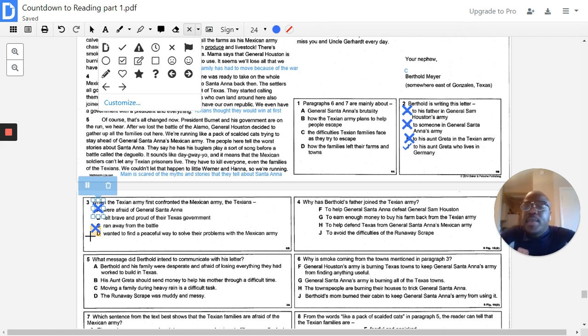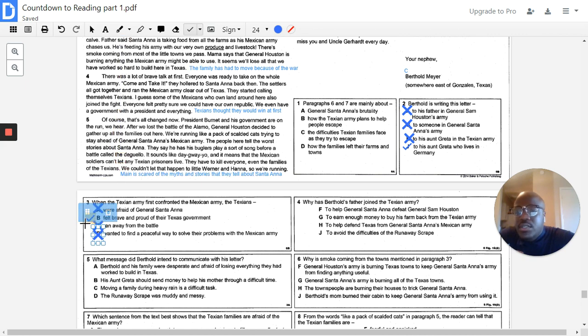They ran away from the battle. No, they didn't run away. They ran the Mexican army away from the battle. Cross that out. They wanted to find a peaceful way to solve their problems with the Mexican army. Absolutely not. They were ready for war. So we can cross that out as well. And we know that our correct answer is answer choice B. Answer choice B is our correct answer.